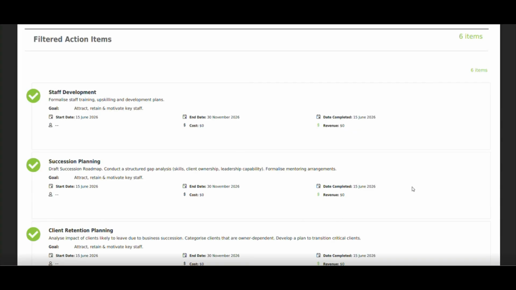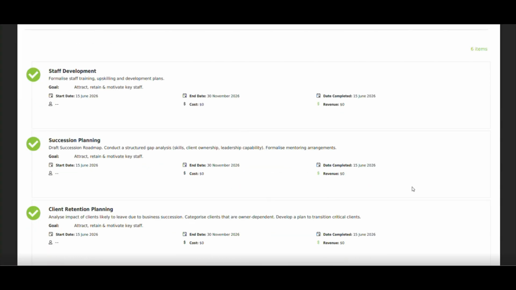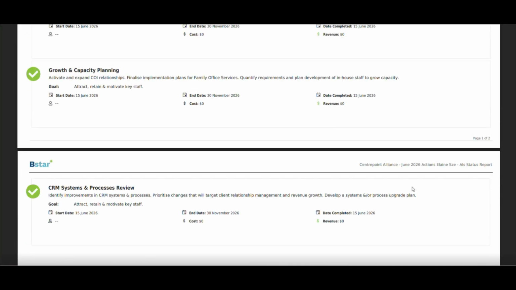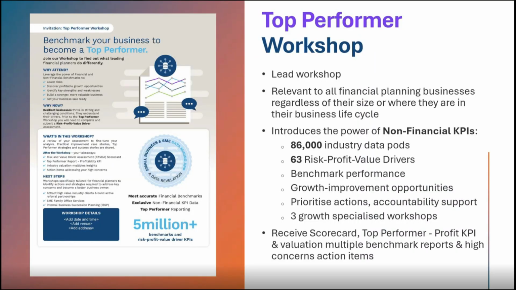When they do their risk profit value driver analysis, if any of those KPIs are rated medium to high or high concern, as part of the package they get a range of action items to focus on improving that particular concern. So that's an example of how the top performer workshop process works, in this case for financial services, financial planners, financial advisors.